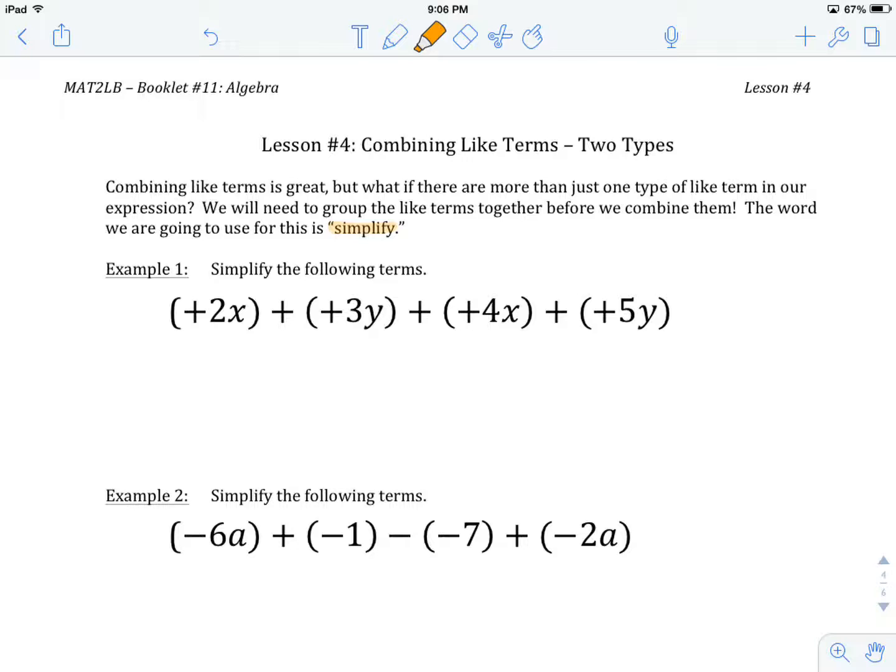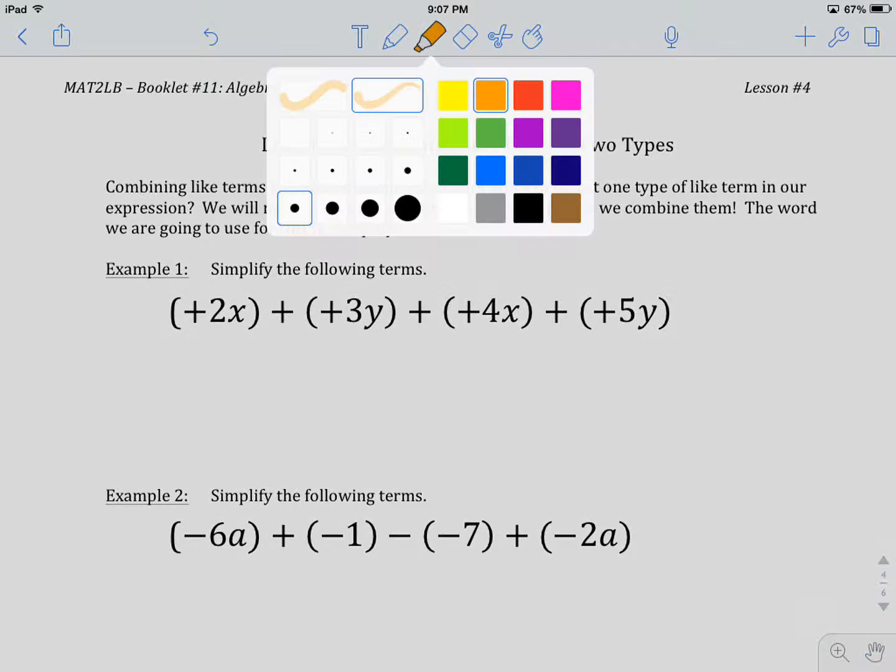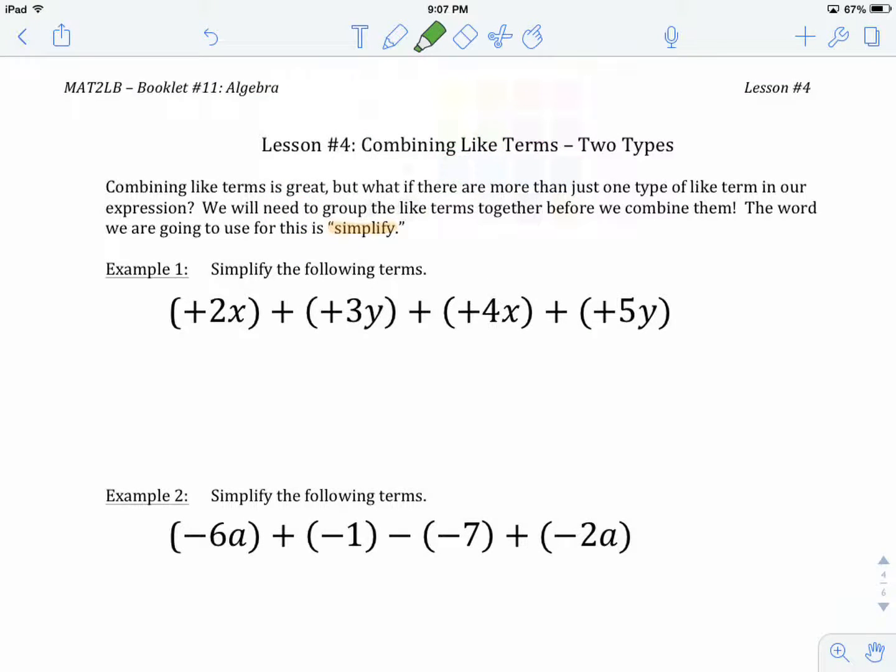Simplify the following terms: positive 2x plus positive 3y plus positive 4x plus positive 5y. So first thing we want to do is identify the terms that are alike, and I will do that with my highlighter. So here I have a positive 2x, and what makes this a term that would be like another is that term will just have an x raised to the exponent 1, which isn't written. And if I look down the line of terms, I see there is another term there that has the variable x raised to the exponent 1. So those two are alike.